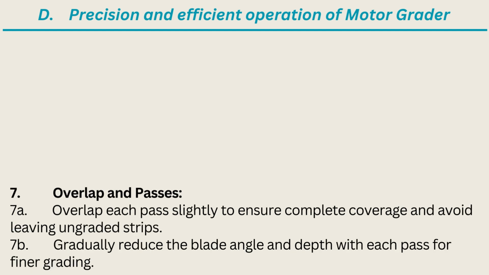7. Overlap and passes. 7a. Overlap each pass slightly to ensure complete coverage and avoid leaving ungraded strips. 7b. Gradually reduce the blade angle and depth with each pass for finer grading.